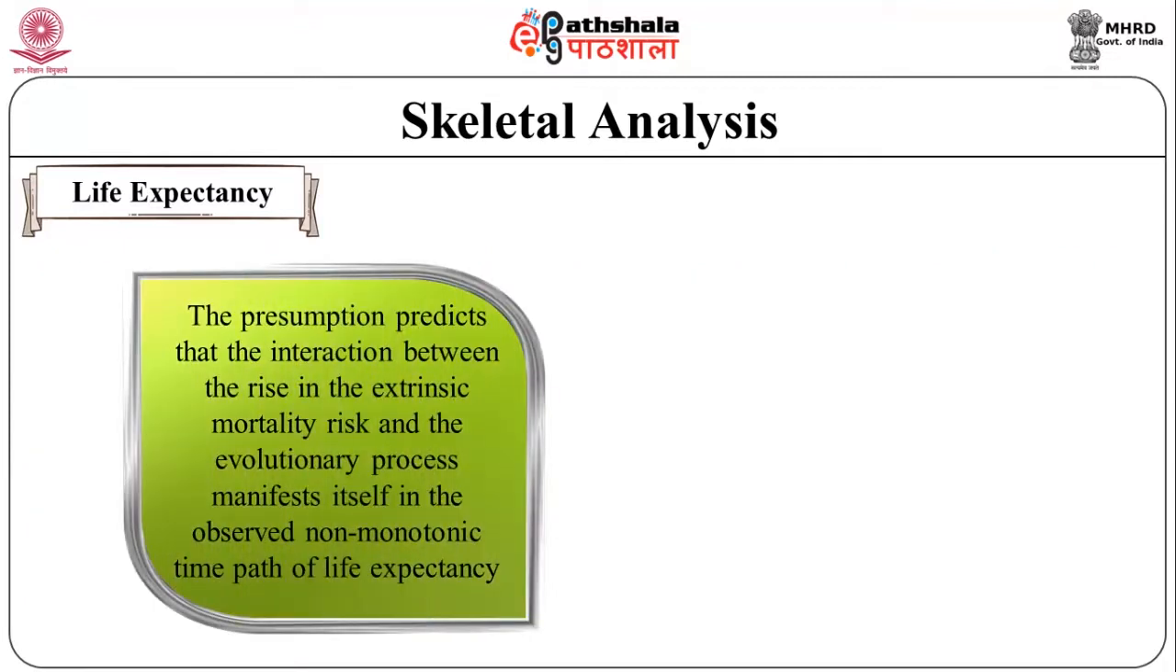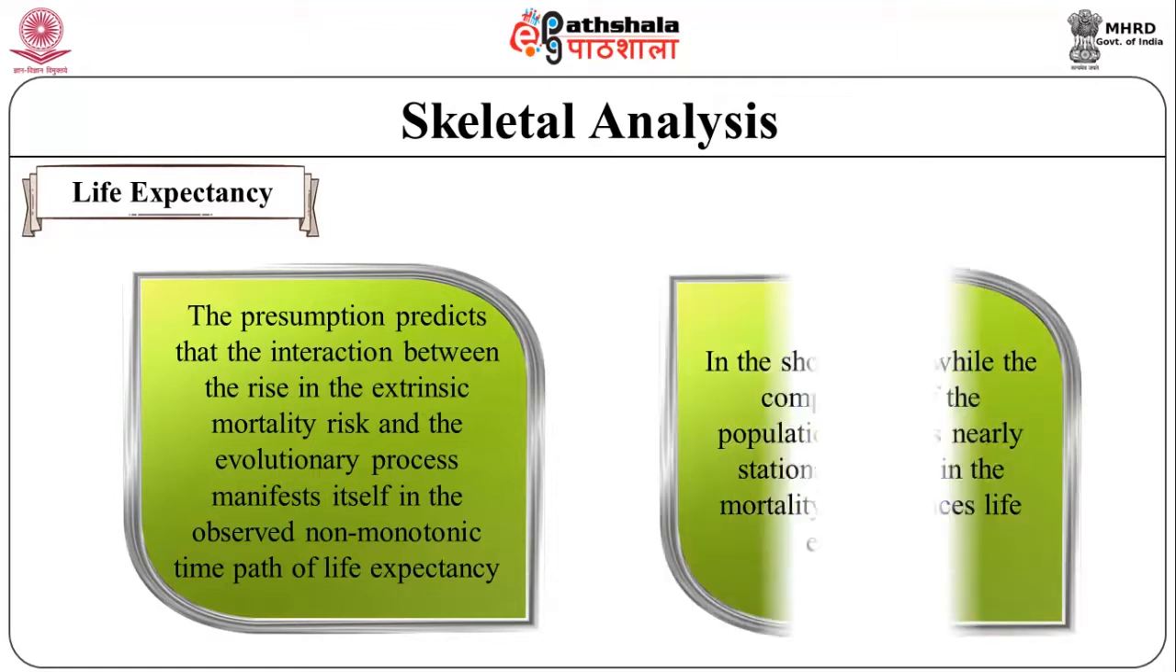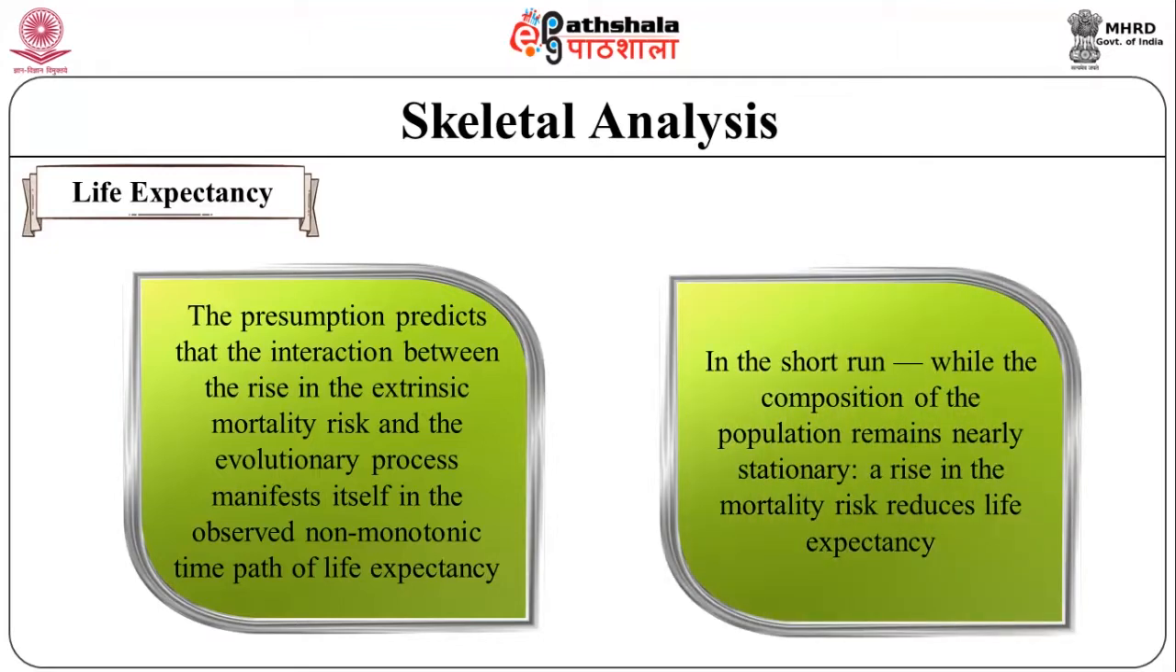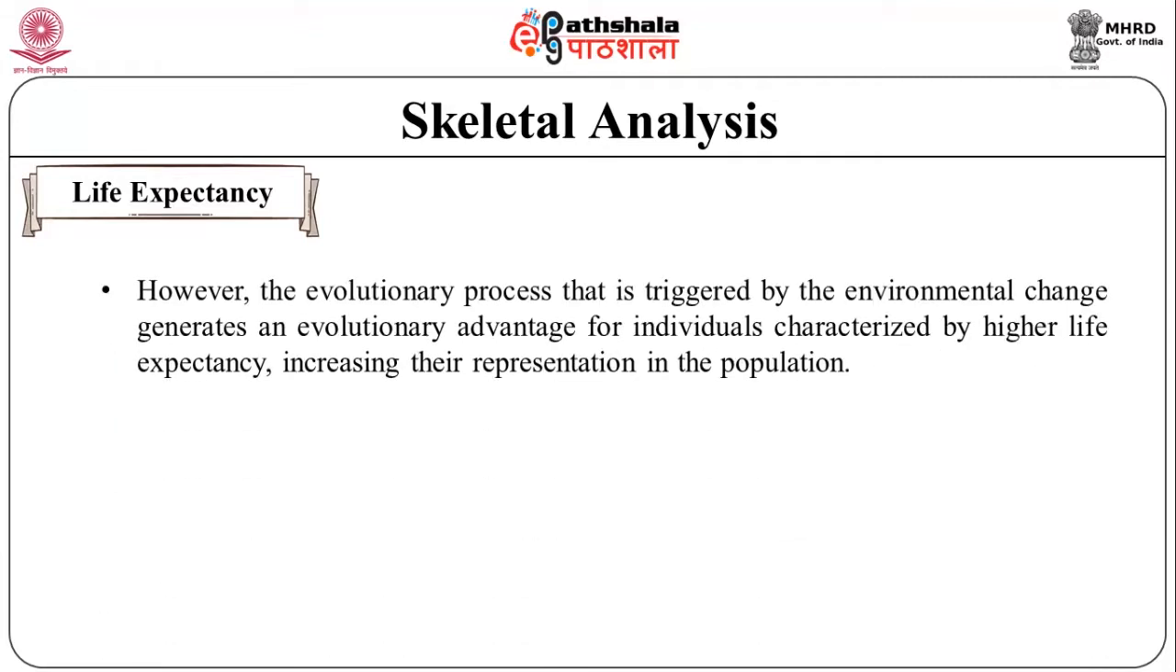The theory predicts that the interaction between the rise in the extrinsic mortality risk and the evolutionary process manifests itself in the observed non-monotonic time path of life expectancy. In the short run, while the composition of the population remains roughly stationary, a rise in the mortality risk reduces life expectancy. However, the evolutionary process triggered by the environmental change generates an evolutionary advantage for individuals characterized by higher life expectancy, increasing their representation in the population.